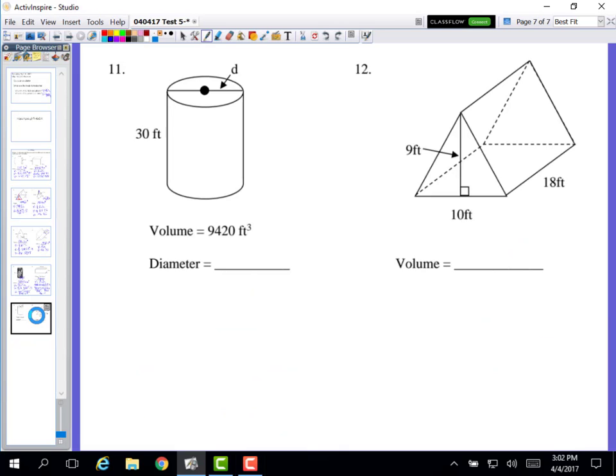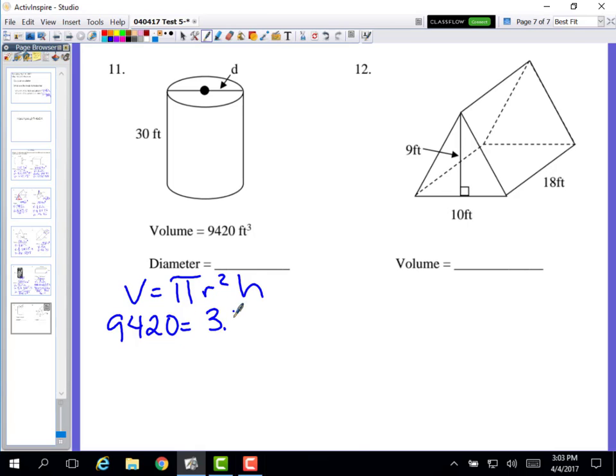Number 11 is the most fun question on this test review, and it's of a cylinder. And I gave you volume and asked you to find the diameter. Okay. So we start by writing the formula for that of a cylinder. Volume is equal to pi r squared h. We plug in the information that we know. I know volume is 9,420.